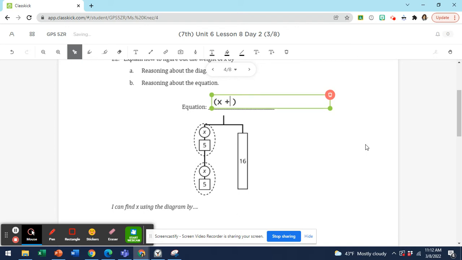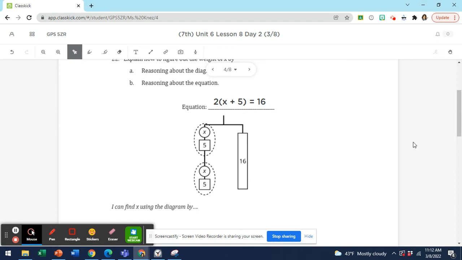We have x plus 5, but it happens twice, and so I'll multiply x plus 5 times 2. Notice that I'm simply placing my 2 next to my parentheses on the left. That signifies multiplication. I could put a dot there to show that I'm multiplying 2 times x plus 5, but when a number is hugging parentheses, we automatically know that it can be interpreted as multiplication. 2 groups of x plus 5 is equal to 16. That's your equation.